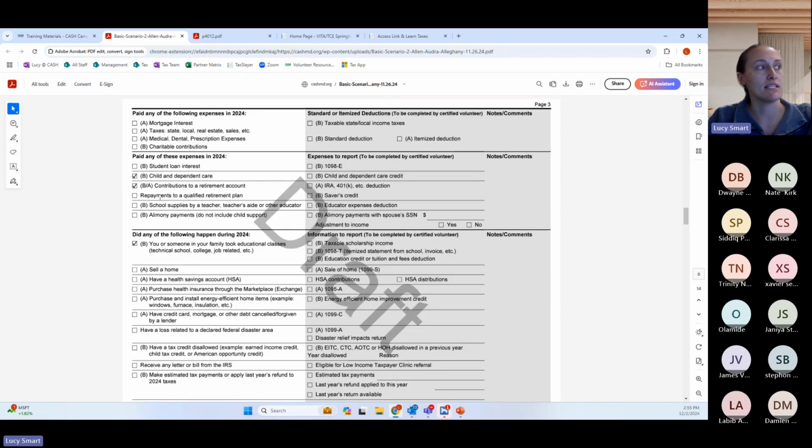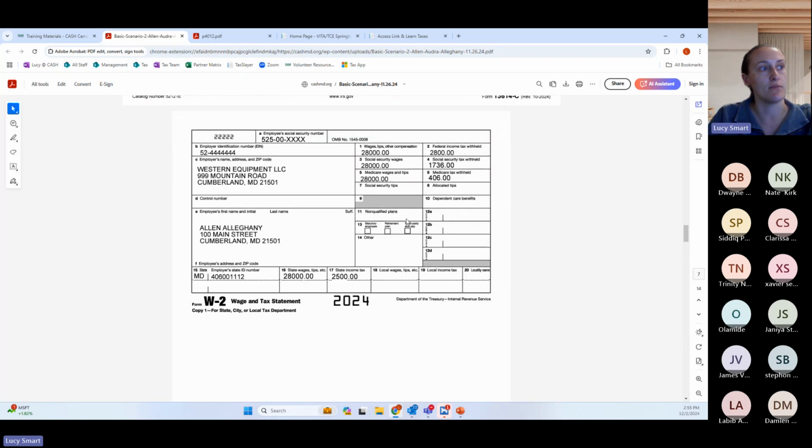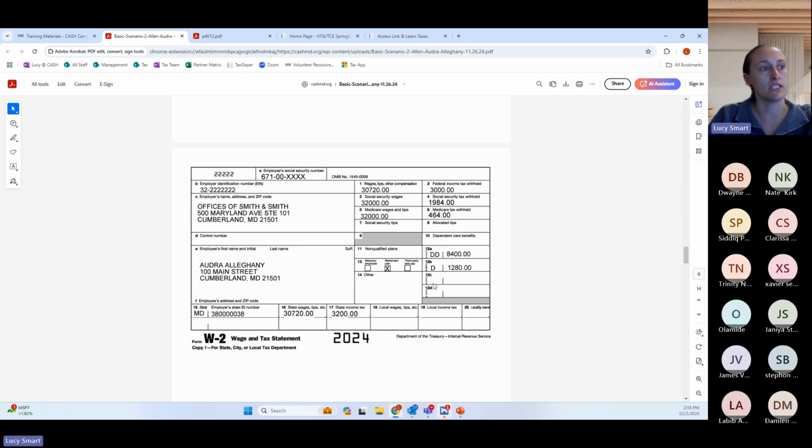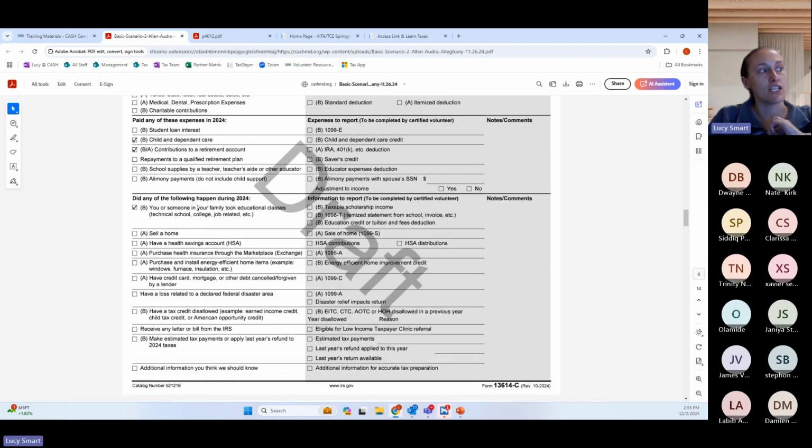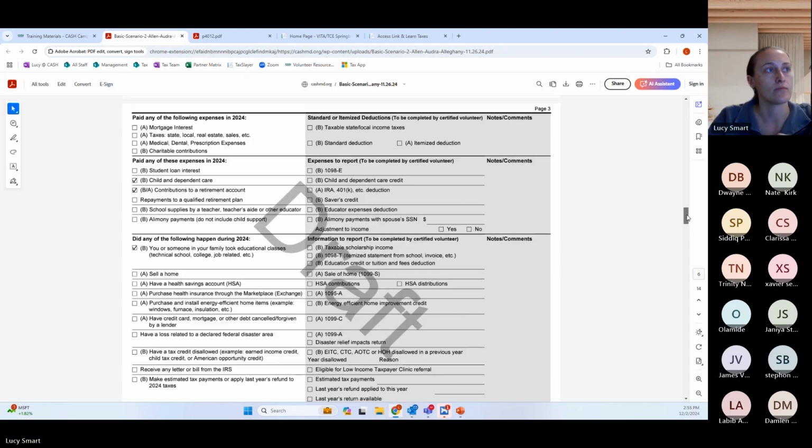Child and dependent care is basic. Contributions to a retirement account is basic if it's for the saver's credit, which we can check by looking at their W-2s. This one didn't have any contributions, but Audra's does. She has that code D, just like we saw with Betty Baltimore. We don't need to do anything extra, but she might be eligible for that credit. And then finally, education expenses are basic. So a person with a basic certification can complete this tax return.